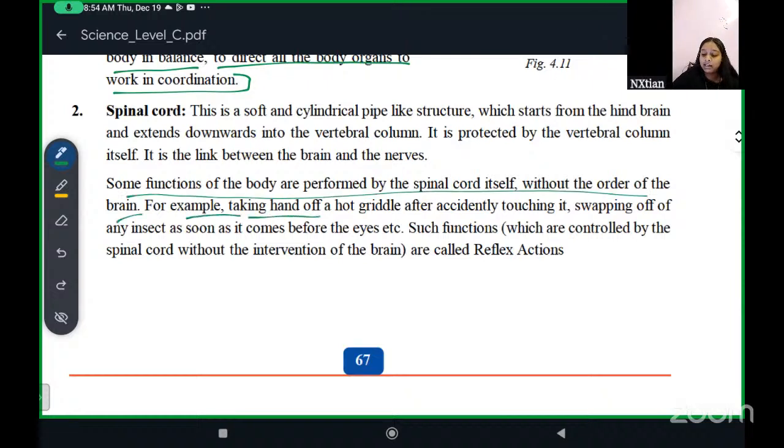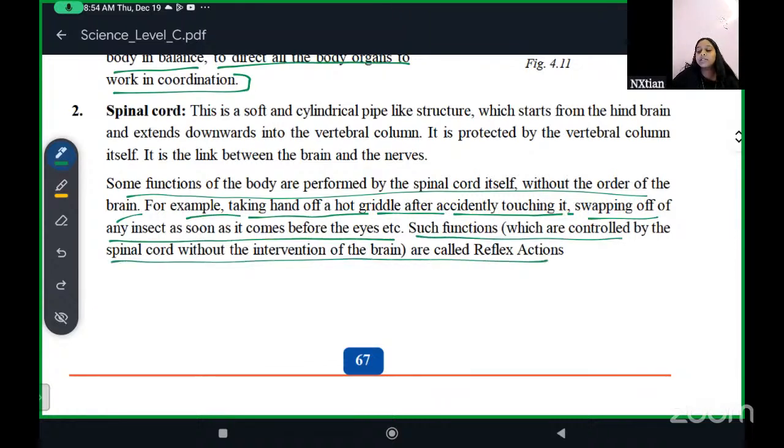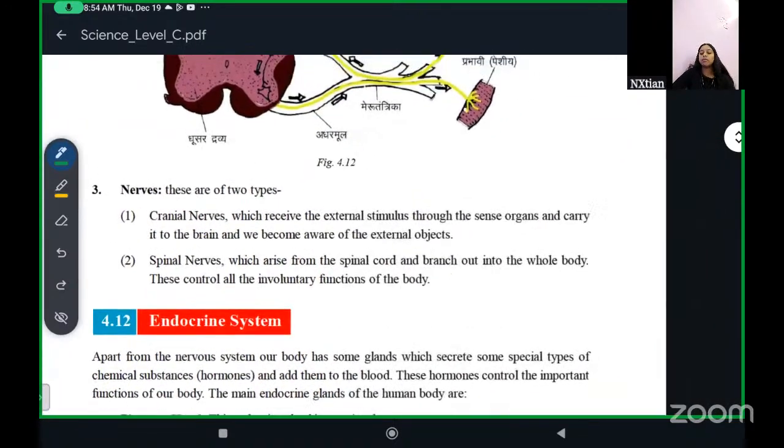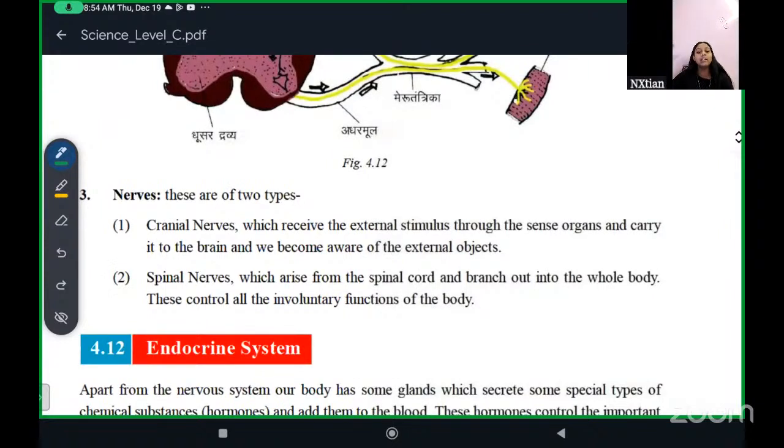For example, taking your hand off a hot griddle after accidentally touching it, or swatting off an insect as soon as it comes before the eyes. So these functions are controlled by the spinal cord, not by the brain. And these functions are known as reflex actions, actions that we just do quickly, that happen within seconds. Those are controlled by the spinal cord, and known as reflex actions.